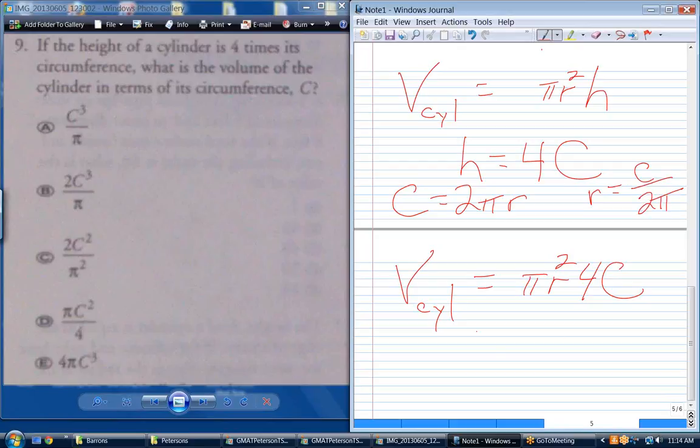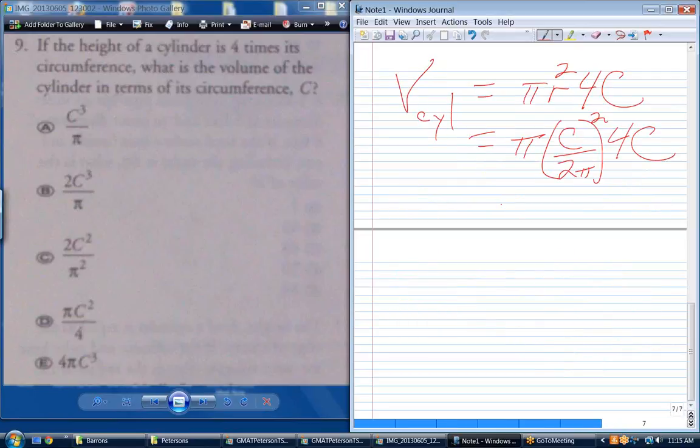Okay, now let's substitute that. So now we have pi, and in place of R, we have c divided by 2 pi. We need to square that, multiply it by 4c, and then when we simplify this, we're going to get our answer. So you have pi, and then you have c squared divided by 4 pi squared. Yeah, you have to square the pi. And then 4 times 4c.